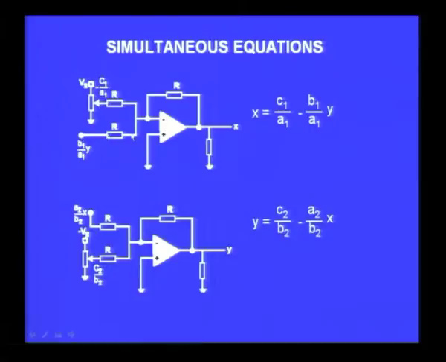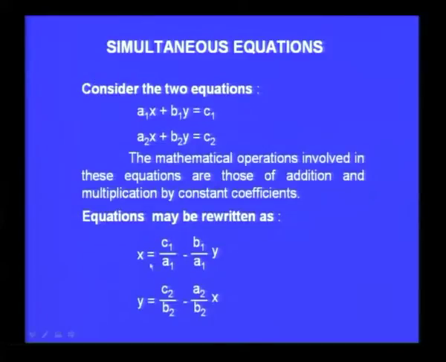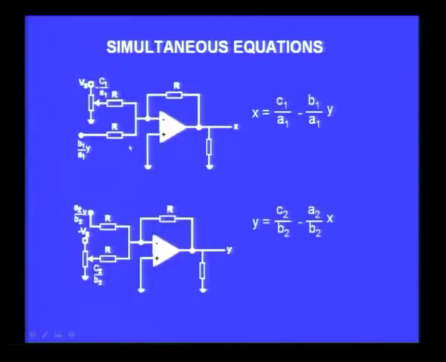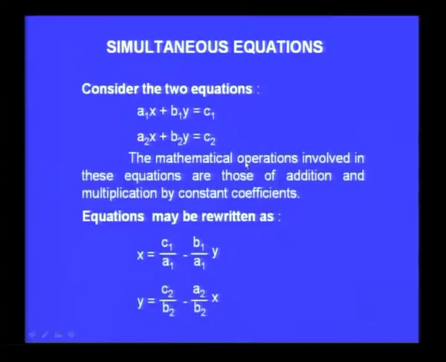If I apply it here, that will come at the output as minus B1 by A1 times y, and therefore I get here minus B1 by A1 times y. So, this is what we got from the first equation, x equal to C1 by A1 minus B1 by A1 times y, and that is precisely what I have implemented using this circuit with one op amp. Now I do the same thing with reference to the second equation, y is equal to C2 by B2 minus A2 by B2 times x.